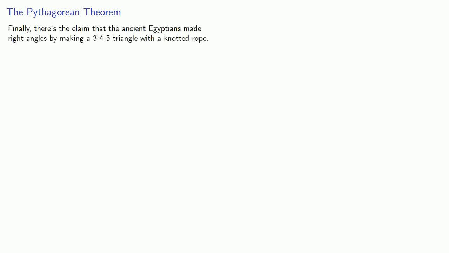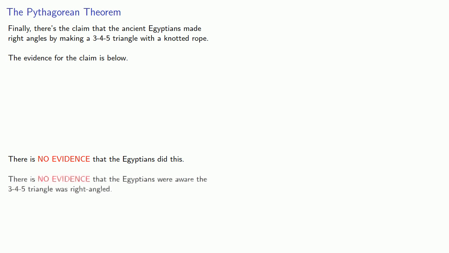And finally, there's one last bit of Egyptian geometry. There's a claim that the ancient Egyptians made right angles by making a 3-4-5 triangle with a knotted rope. Now, the evidence for the claim is below. And, actually, there's no evidence that the ancient Egyptians did this. And, in fact, there's no evidence that the Egyptians were aware the 3-4-5 triangle was right-angled.